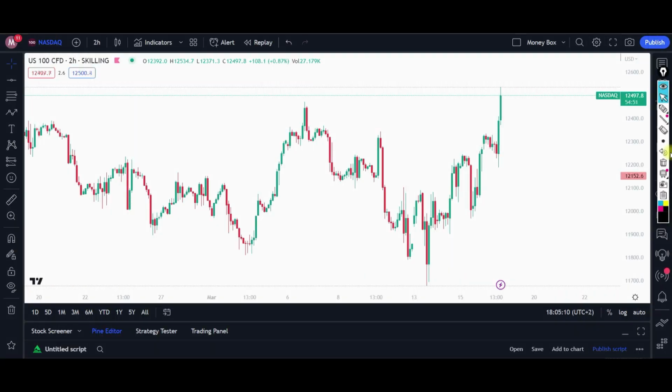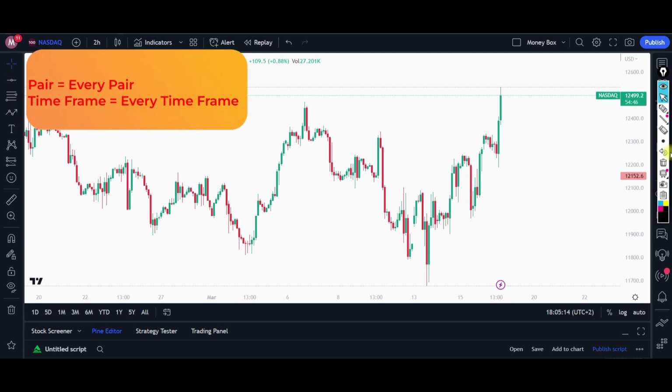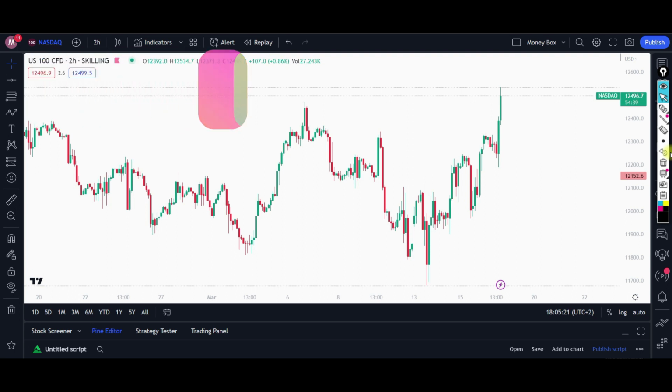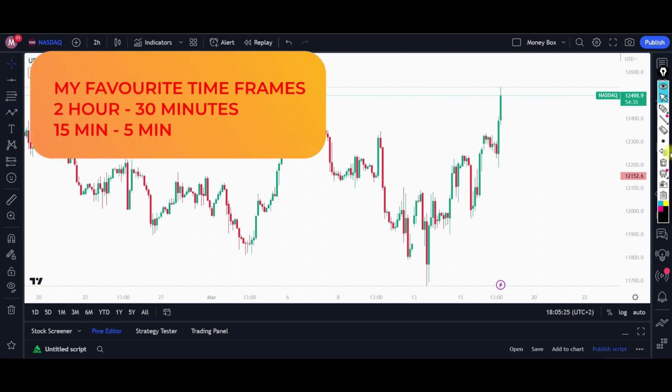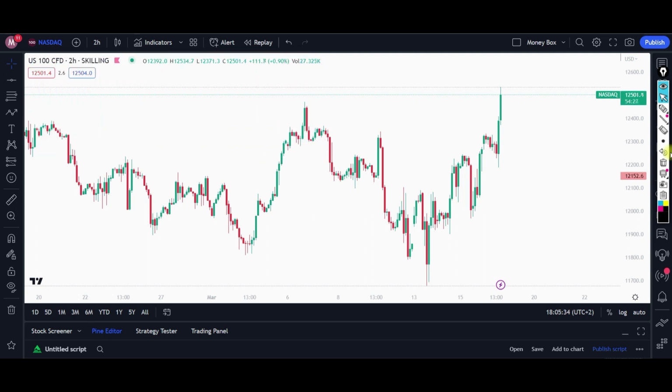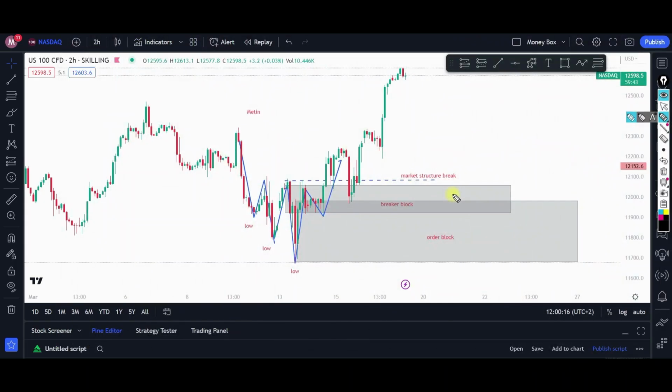You can trade order blocks on every pair and every time frame, but my favorite pair for order blocks is Nasdaq, and I prefer to use the 2 hours and 30 minutes time frames, but I often trade on Bitcoin and other altcoin pairs as well. You may remember my last video, I taught the principles of order blocks there, but I'm gonna summarize here shortly as well. For an order block to occur, we need a market structure break.